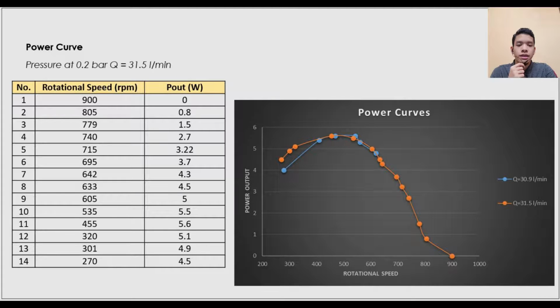We can see both of these graphs have not much difference. The values are almost the same because the values of flow rate are not much different. So the pattern for the power output against rotational speed is almost the same for both graphs. And that's all for the result.